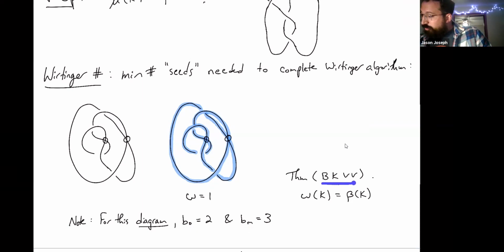The people I mentioned before, Blair, Kjuchukova, Velazquez, and Villanueva, defined the Wirtinger number and proved that it always equals the bridge number for classical knots. This is a very cool theorem, and it led to them computing the bridge numbers of 50,000 knots or something. So it's useful.